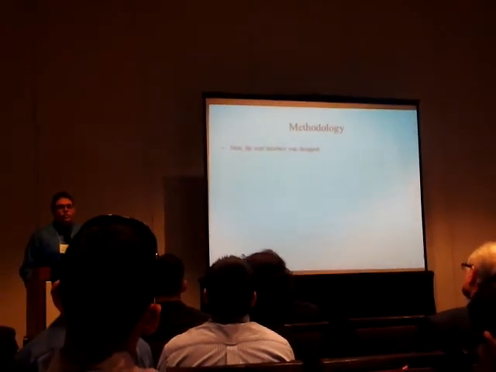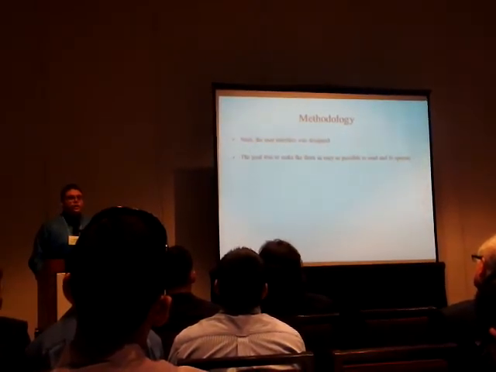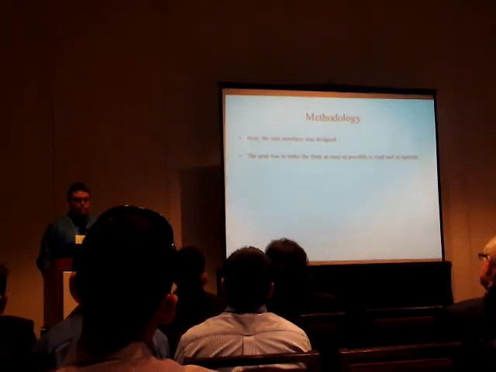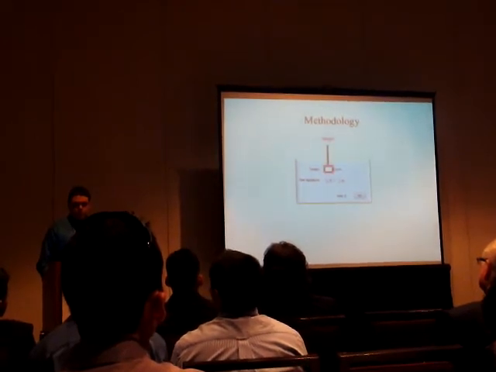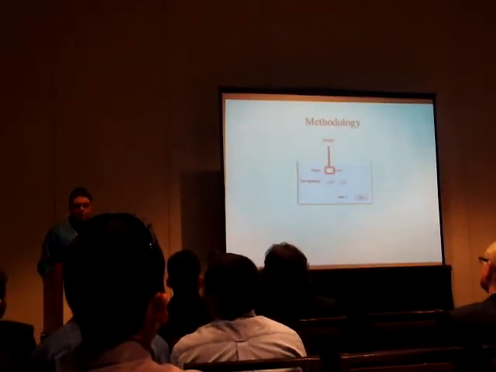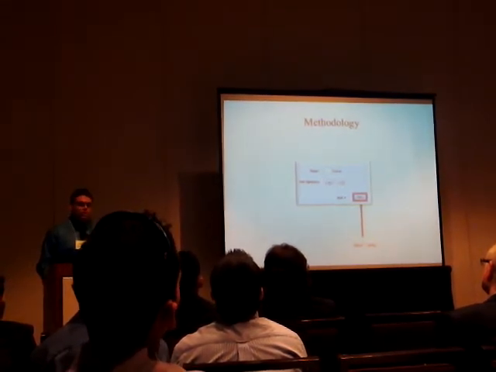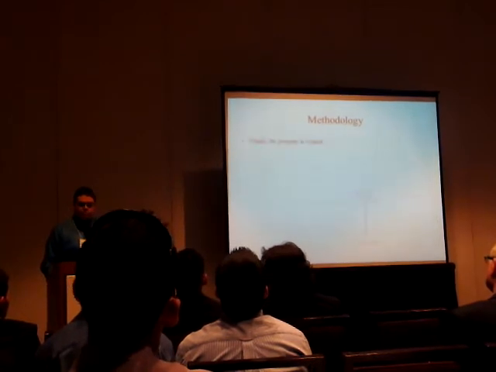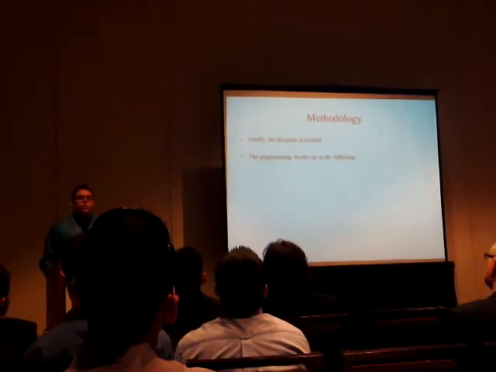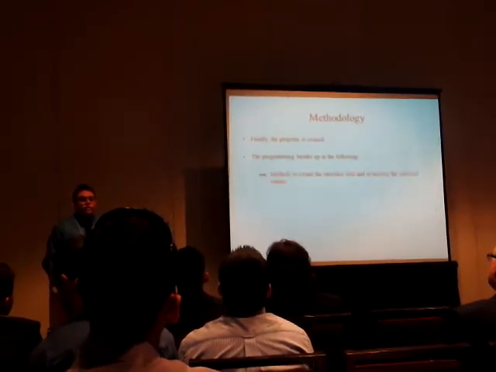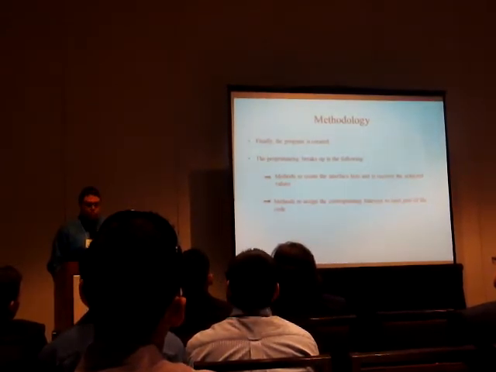Next, the user interface was designed. The goal of the form was to make it as easy as possible to operate and to read. This is the form used for the user interface. The user inputs his desired tempo, his desired time signature, and this is the button that starts and/or stops the metronome application. And finally, the program is created. The programming breaks up in the following: methods that recover the interface values, and methods that assign function to each corresponding part of the code.